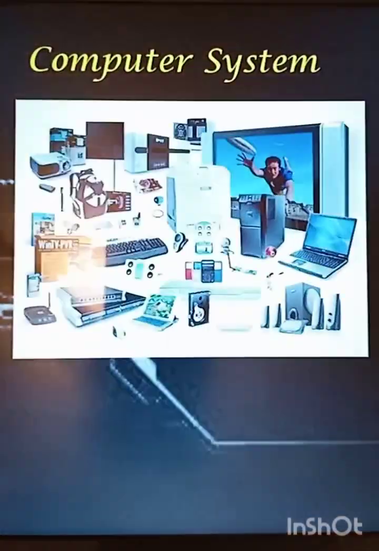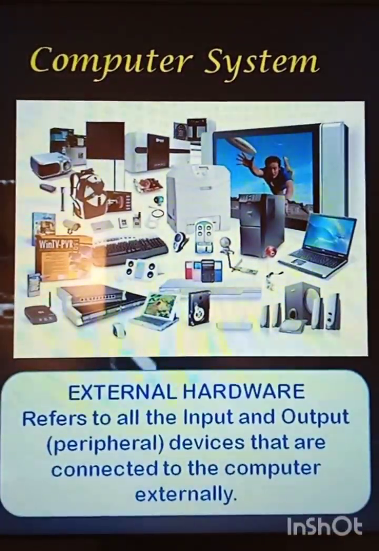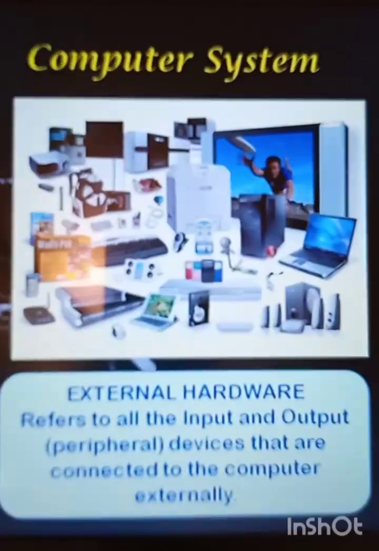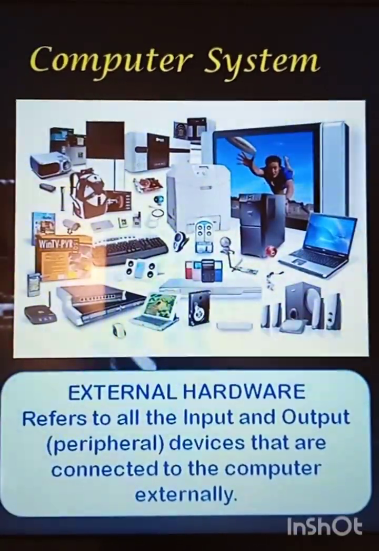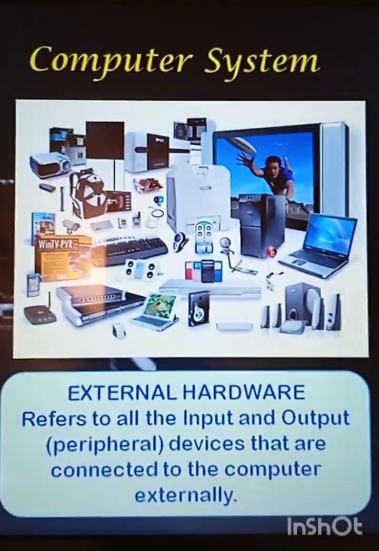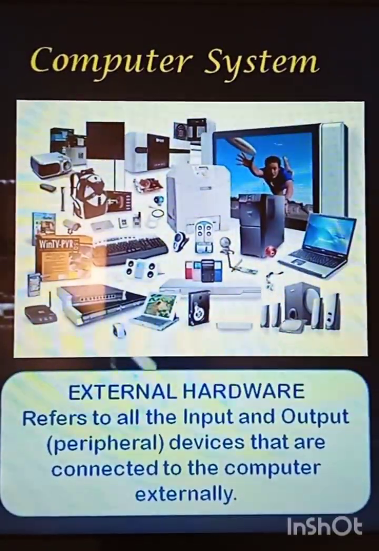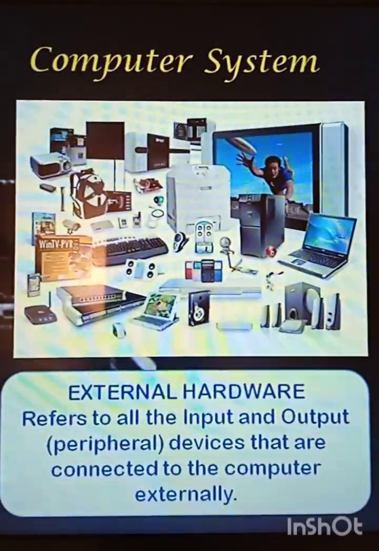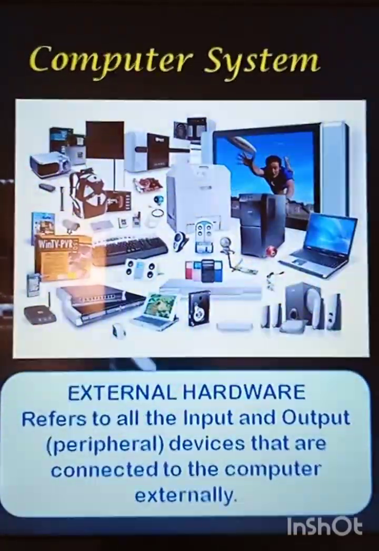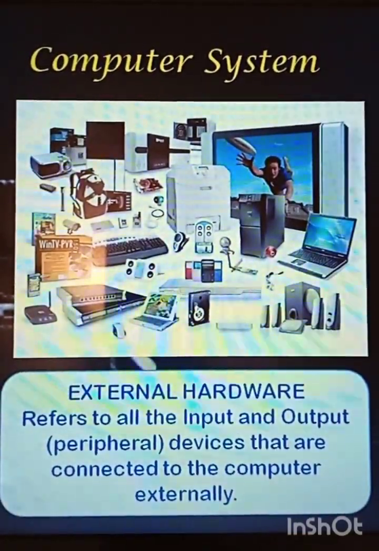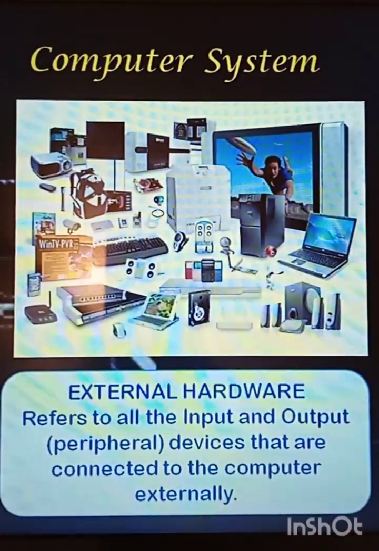When you look at it further, these devices, input devices, processing unit, and output devices, are broadly categorized as external hardware and internal hardware. External hardware refers to all the input and output devices, what we call peripheral devices, that are connected to the computer externally, from outside. The CPU box, CPU cabinet, CPU unit is different, and to that CPU unit, all these external hardware components are added according to the need.